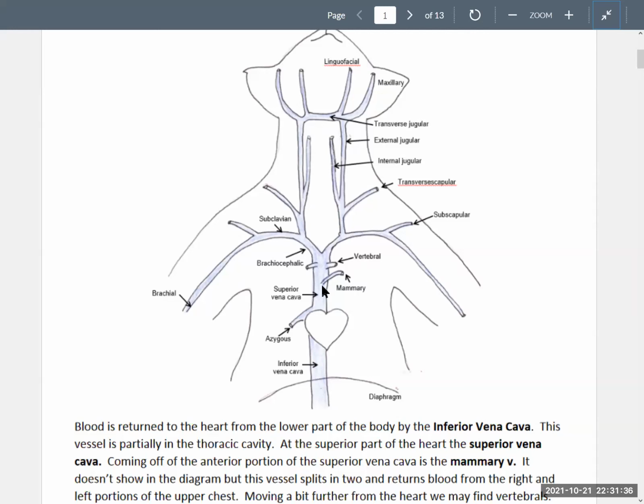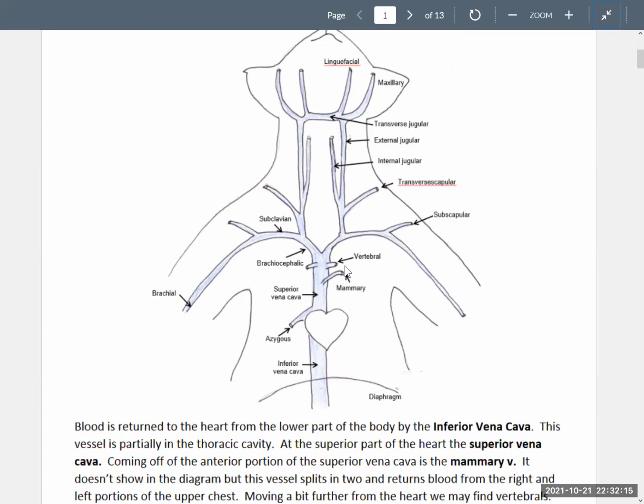But about halfway up, there's a vessel called the mammary. It's also called the internal thoracic, but most people are gravitating toward just calling it the mammary. You can't see the end of it or the beginning, but it's actually a Y shape. It's two vessels that come together, one from the right chest, one from the wall of the left chest, and the mammary then, as one vessel, enters into the superior vena cava.